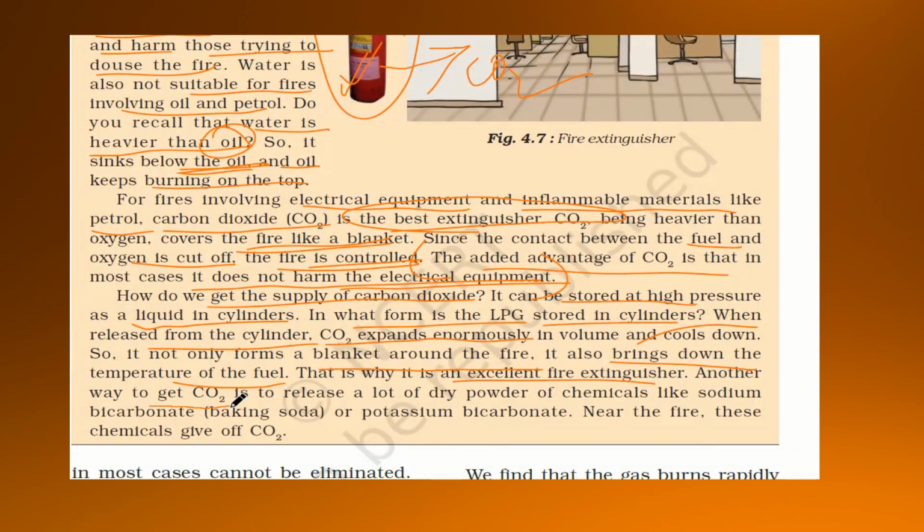Another way to get CO2 is to release dry powder chemicals like sodium bicarbonate, baking soda, or potassium bicarbonate. Near the fire, these chemicals give off carbon dioxide. So if you do not have a fire extinguisher at home and a fire suddenly breaks out from an electrical equipment, you can throw some baking soda or potassium permanganate. If you have these chemicals at home, they will also emit carbon dioxide and can be very helpful in extinguishing the fire. Is it clear?